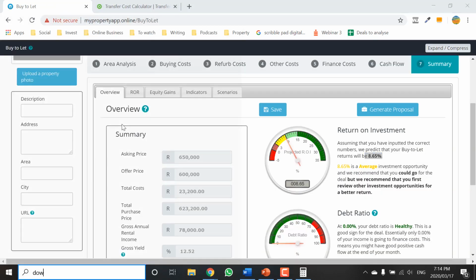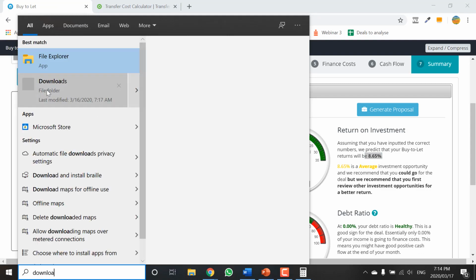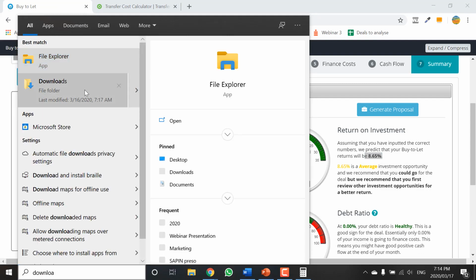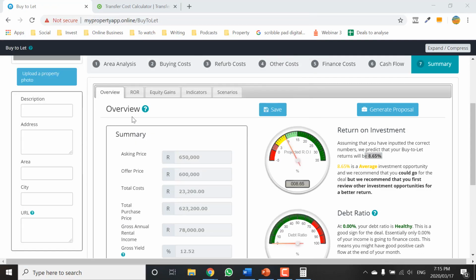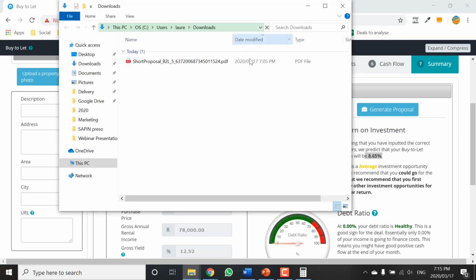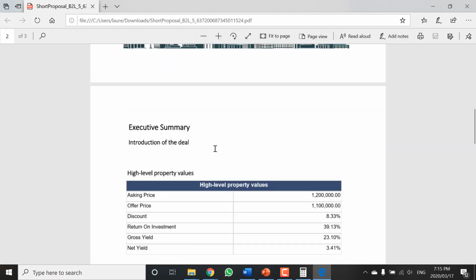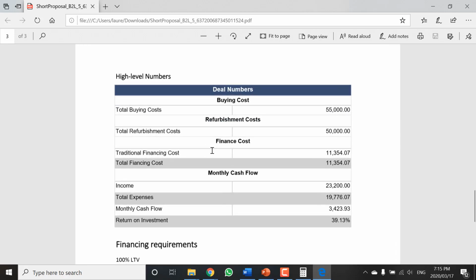Is it a flip, or what is the strategy? It's student accommodation for rental. Yeah, for rental. Let me open up the proposal document that I created for him quickly, so that you can just see the high level numbers of the deal. It seems on paper to make a lot of sense. Obviously, he needs to do some due diligence, but here you can see the high level numbers.